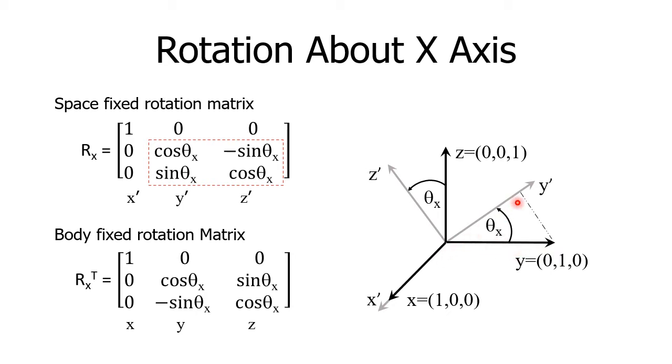The projection on y prime is a cosine, and the projection on z prime is a sine, but it's in the negative direction, so it's a minus. The last column is the projection of z. So here's z. Obviously there's no projection on x prime, so that's why it's 0. There's a projection on y prime, but it's in the opposite direction. So that's the sine theta, and the projection on the z prime here is a cosine.